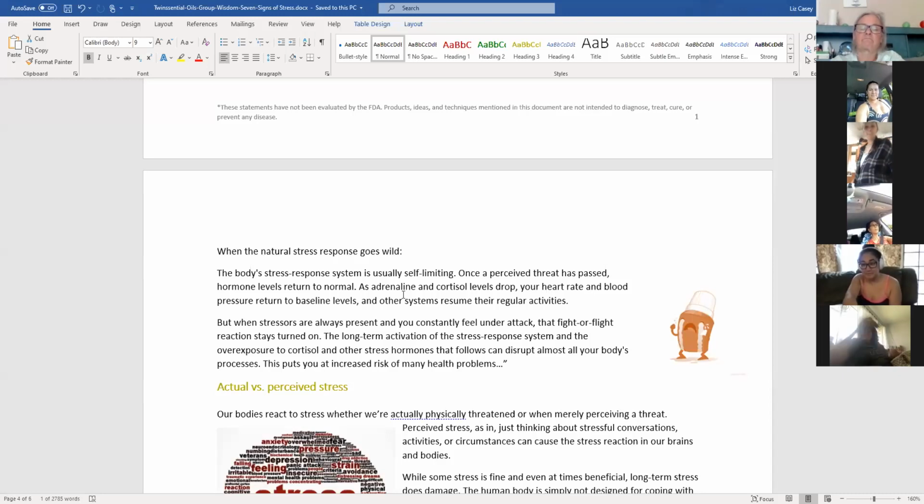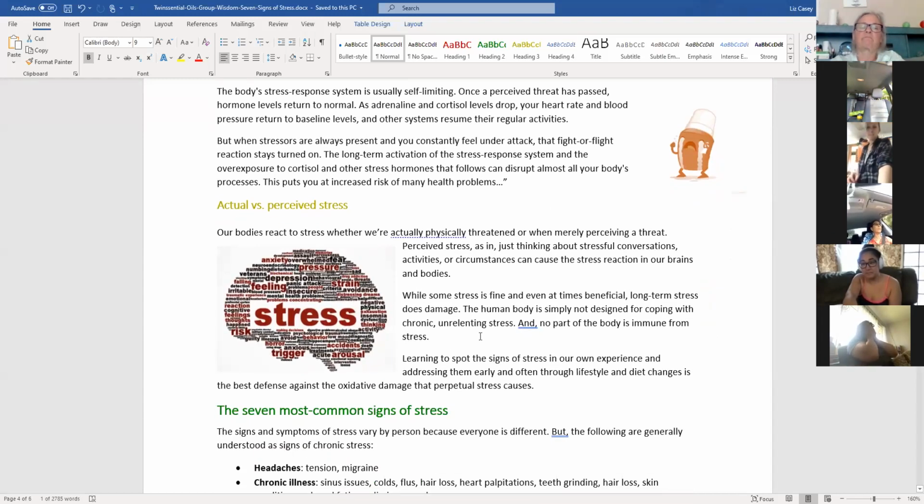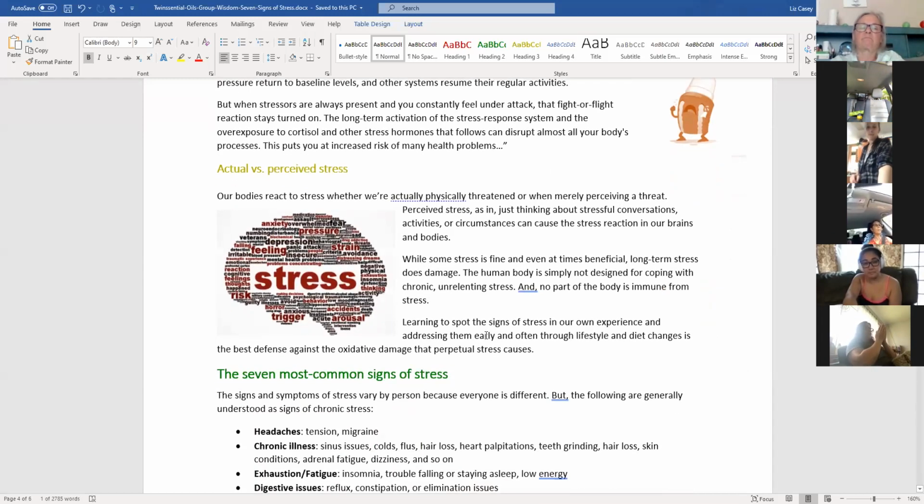As you age, digestion and your gut health start becoming a lot more important. We mentioned earlier actual versus perceived stress. Our bodies react to stress whether we're actually physically being threatened or merely perceiving a threat, or remembering a stressful conversation or an argument with a loved one. The same process happens. Your body gets flooded with stress hormones, and your body cannot tell the difference between something that's physically coming up to accost you or something that you're imagining. To your body, it is the same.